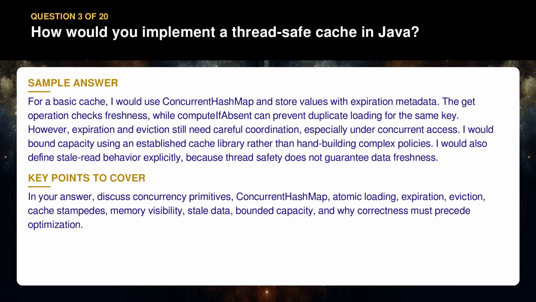In your answer, discuss concurrency primitives, concurrent hash map, atomic loading, expiration, eviction, cache stampedes, memory visibility, stale data, bounded capacity, and why correctness must precede optimization.